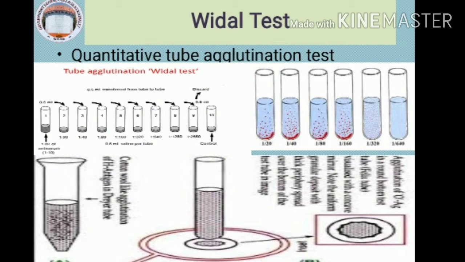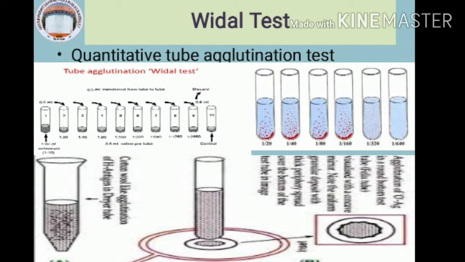A positive control is also set up with positive control serum supplied with the kit. A negative control is set up by taking saline. After adding antigen, all the 4 sets are thoroughly mixed and incubated at 37 degrees centigrade overnight. After incubation, the tubes are examined for agglutination.